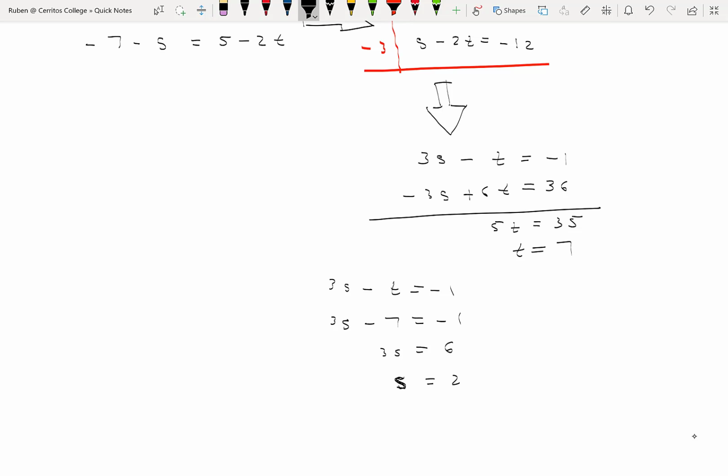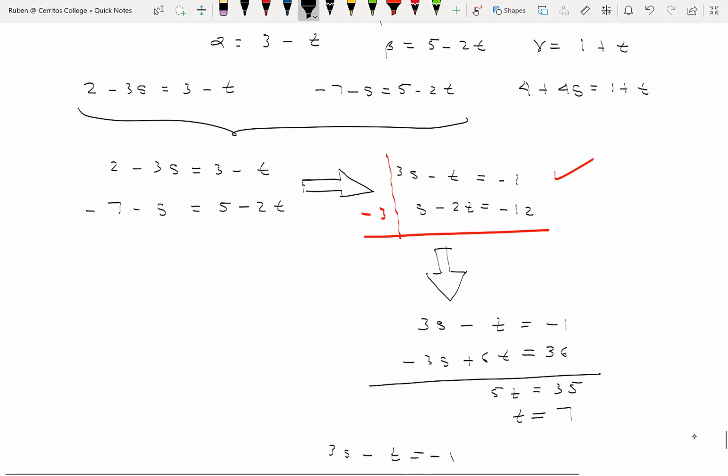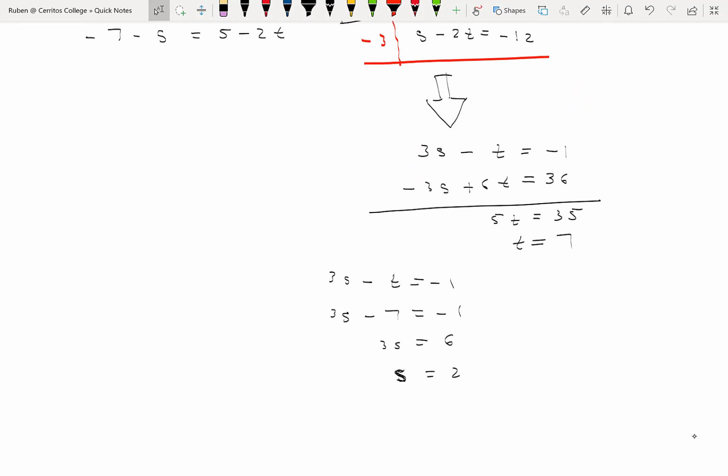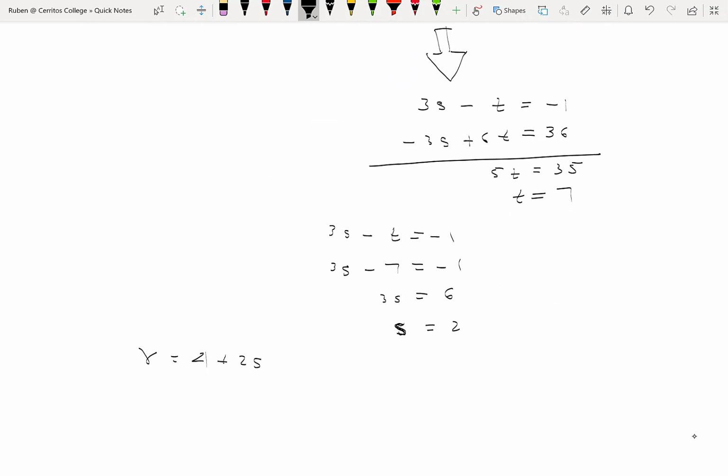So the x and the y coordinates match up on the first line when s equals 2 and on the second line when t equals 7. But we have one set of coordinates left to worry about. We have the z-coordinates. One of the z-coordinates is 4 plus 2s. The other z-coordinate is 1 plus t. I need both of those to be equal.